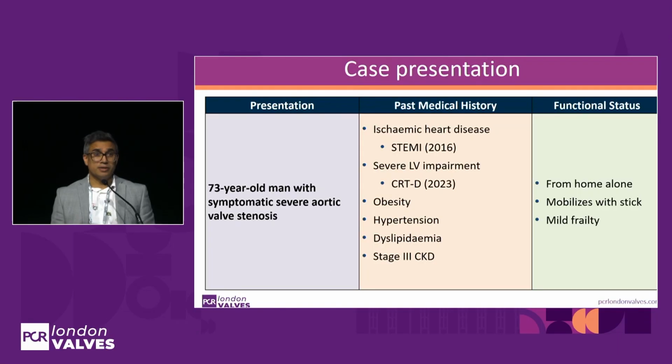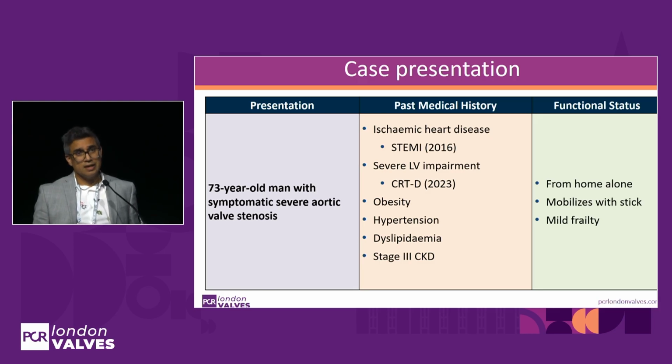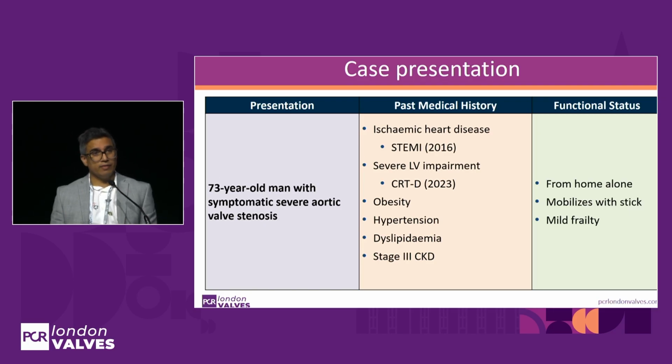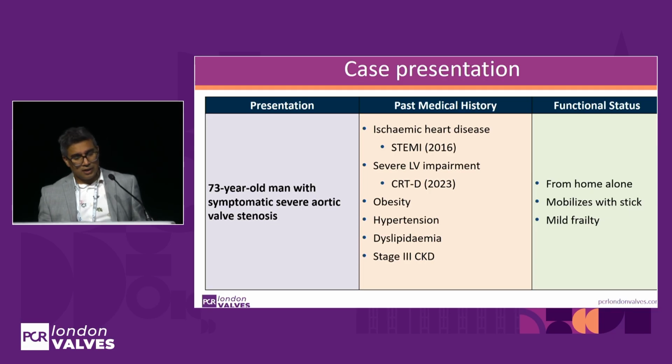The patient that I'm sharing with you today is a 73-year-old man who has symptomatic severe aortic valve stenosis. He is comorbid, with known ischemic heart disease. He first came to our centre with an ST elevation myocardial infarction back in 2016. He developed an ischemic cardiomyopathy and had severe left ventricular impairment, which improved after cardiac resynchronization in 2023. He also has some mild chronic kidney disease, hypertension and dyslipidemia. Aside from this, he lives at home, mobilises with a stick, and has only very mild frailty. So young, but a little bit comorbid.